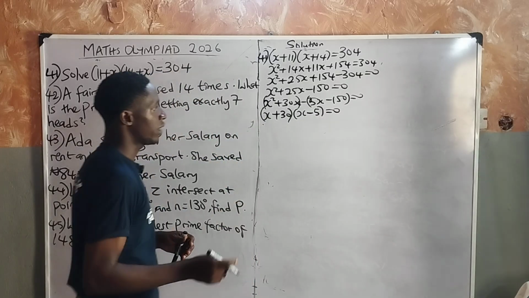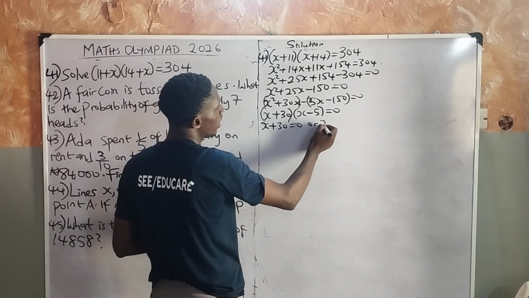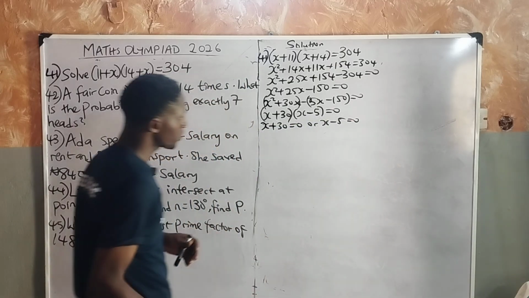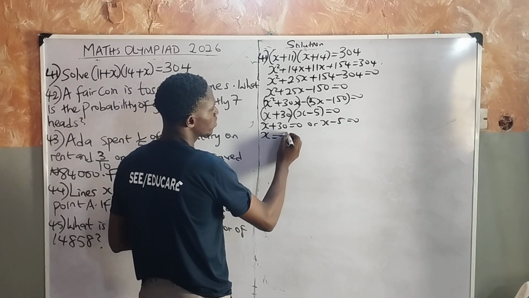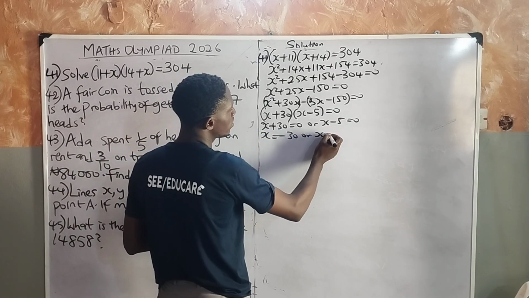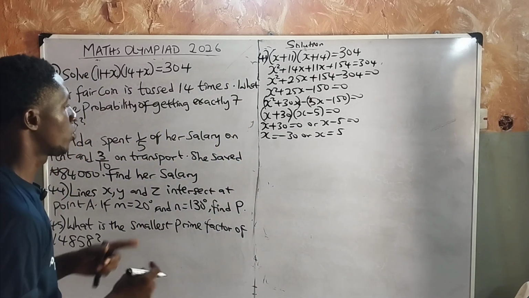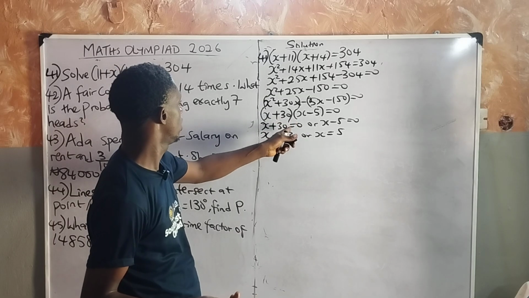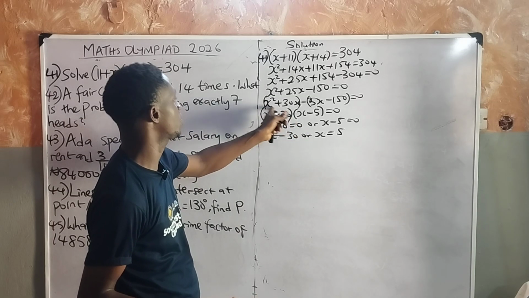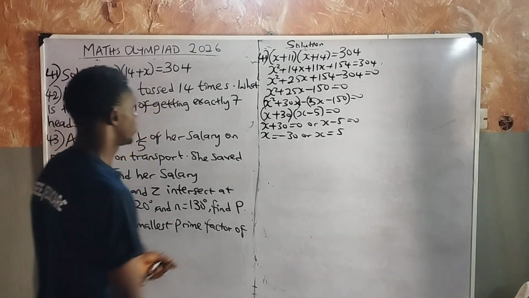So let's split them out. I have x plus 30 is equal to 0 or x minus 5 equal to 0. Going by this, what are we going to do next? So x is equal to minus 30 or x is equal to plus 5. That is the answer. You can decide to just do it by factoring out x plus 30, factoring out minus 5, x plus 30. So you already know how to do that.